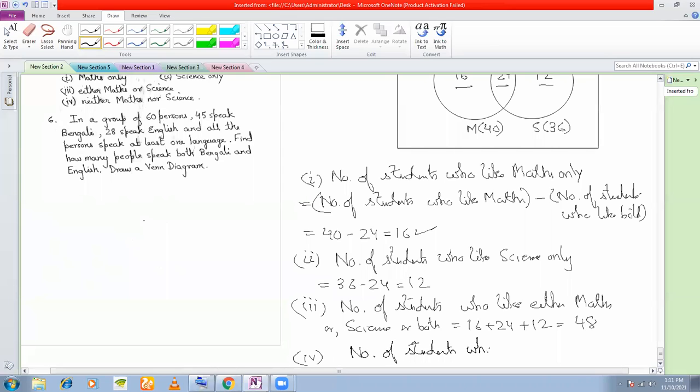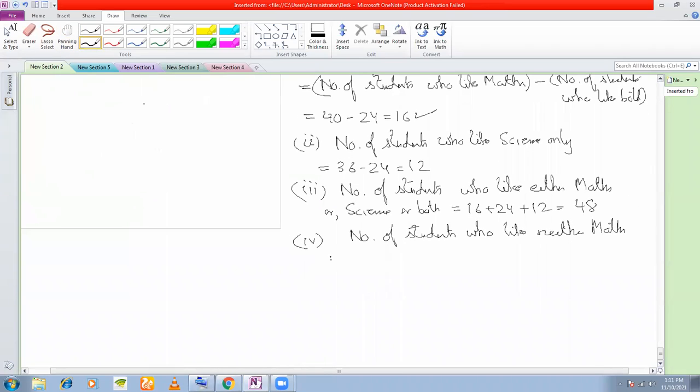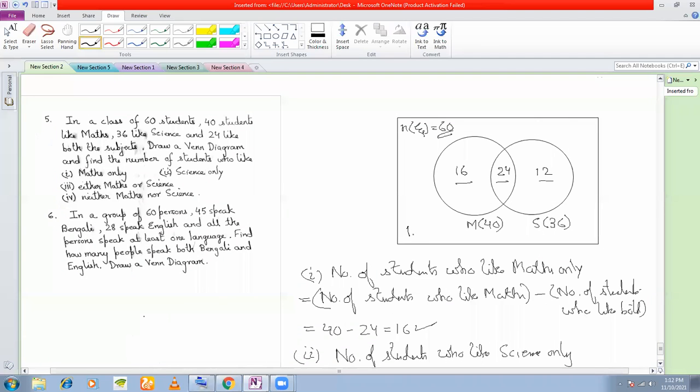So number of students who like neither maths nor science is equal to total number of students 60 minus number of students who like either maths or science or both, equal to 12. So where will you write 12 here? 12 will be written here outside the two circles. Anywhere outside the two circles you can write 12. Okay, so that is it. I'll stop here.